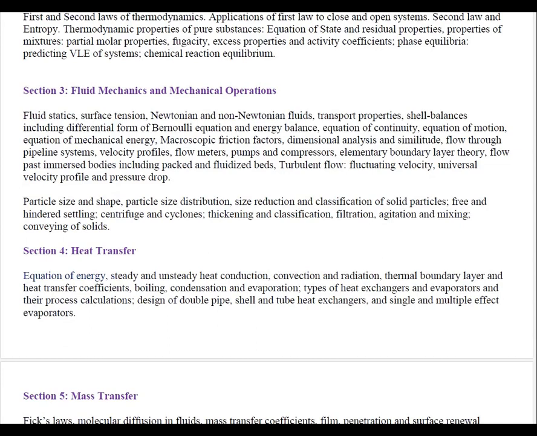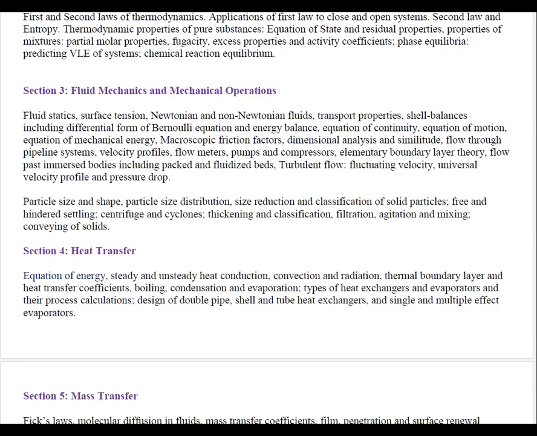Next, the important subject is also fluid mechanics, where you have to know Bernoulli's equation, and the different types of fluid flows, like Newtonian fluids or non-Newtonian fluids. Then the energy balance equation, how we find the equation of continuity, the equation of motion, and the equation for the mechanical balance, and then what pumps are, what compressors are, and the velocity profile for different processes.